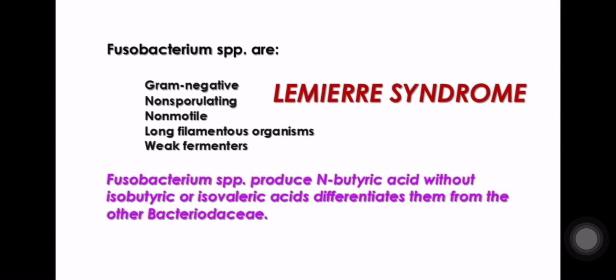Fusobacterium produces n-butyric acid without isobutyric or isovaleric acid. This distinguishes Fusobacterium from other Bacteroidaceae. Again, Fusobacterium produces n-butyric acid without isobutyric or isovaleric acid.